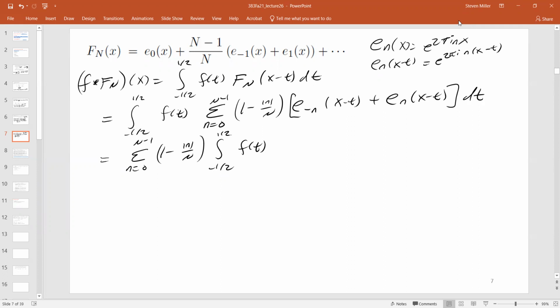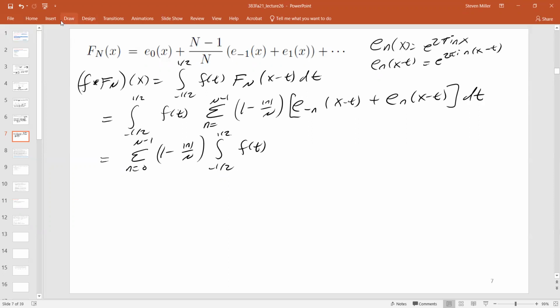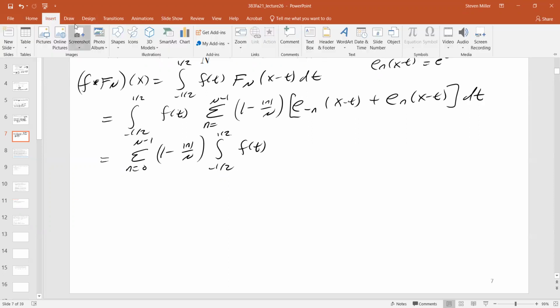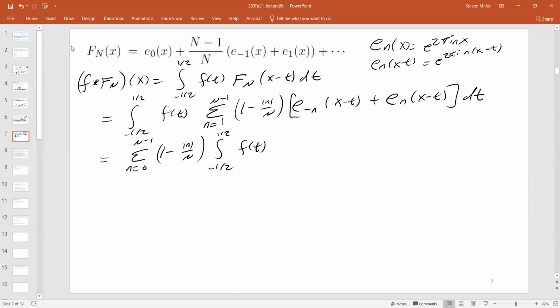Okay, yes, you're right. We did double count E0. So let's make this 1. And then what would we get for E0? We would just get the integral of f of t. So we'll have plus the integral from minus 1/2 to 1/2.